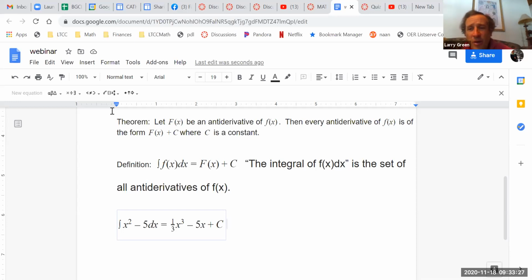Okay, how do you check your work, by the way? It's pretty easy. Yeah, I take a derivative. I'll let you do that. Take a derivative and you get x squared minus 5. Any questions on that? So this is the beginning of thinking backwards. And again, if you can't think backwards, you will fail next quarter.